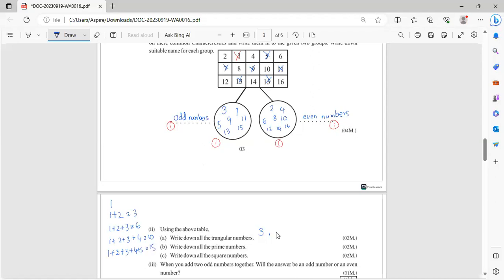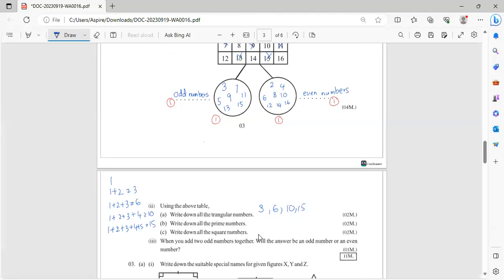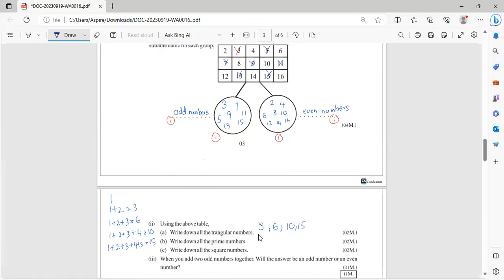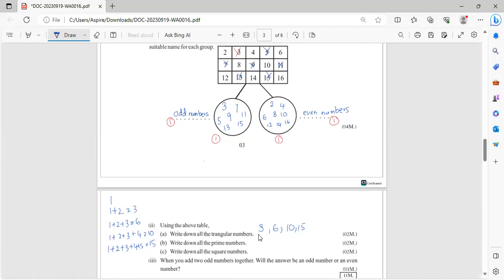Then 3, 6, 10, 15 are there. These are the triangular numbers. Write down all the prime numbers. What are the prime numbers? Prime numbers are the numbers which have only two factors. That means they are divisible by one and itself only. Those are called the prime numbers. Then prime numbers are 2, 3, 5, 7, 11, 13. These are the prime numbers.